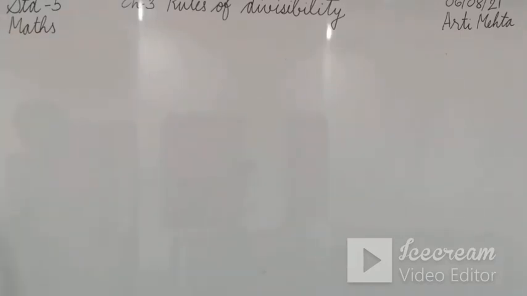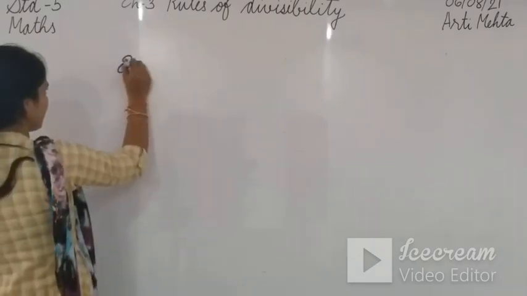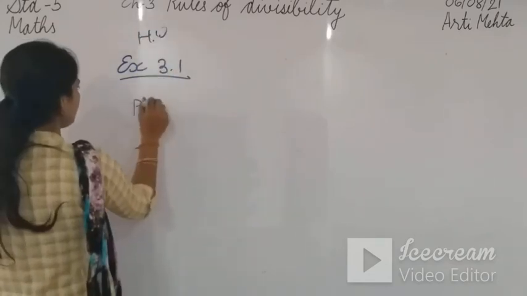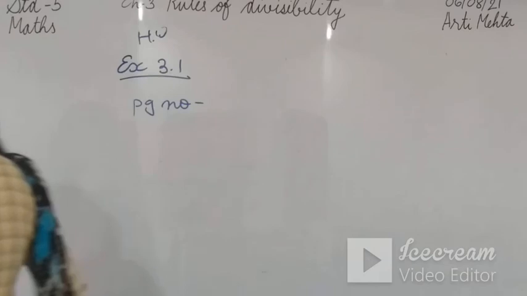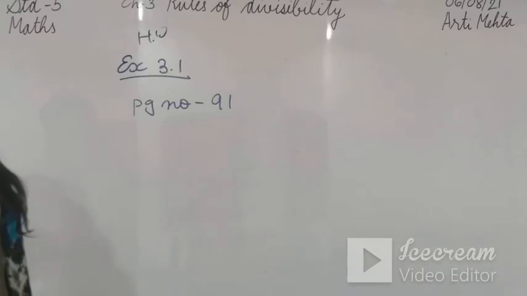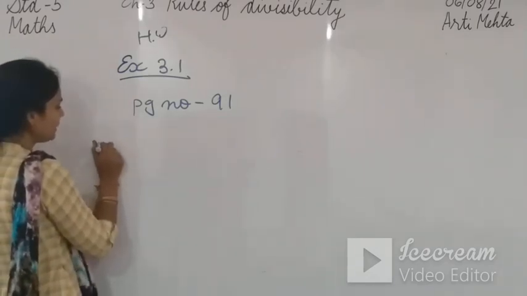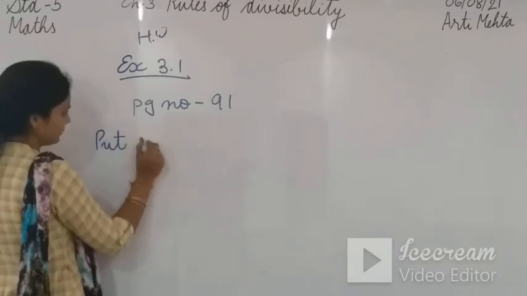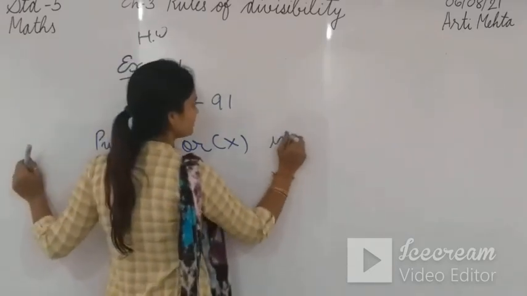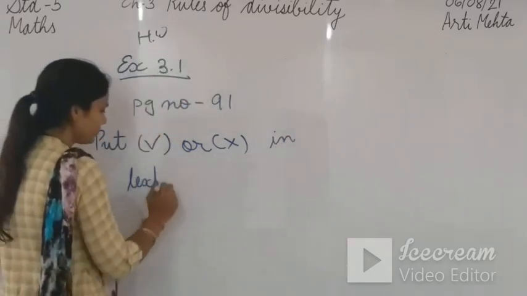Now today's homework is you have to write in only the textbook, the exercise number 3.1, that is on page number 91. Tick mark, put right or wrong in the boxes in your textbook. Okay, put right or wrong. In only the textbook you have to do it.